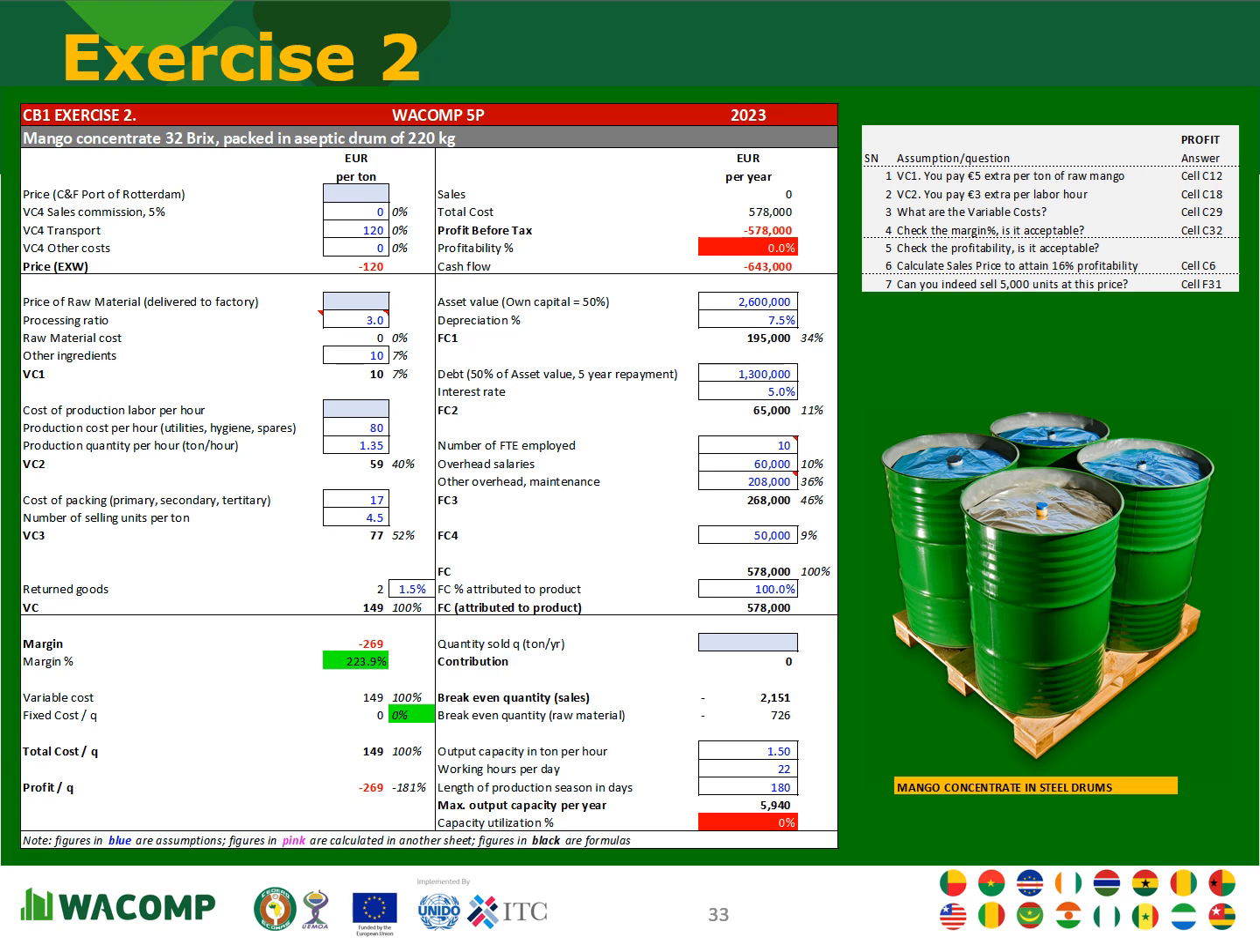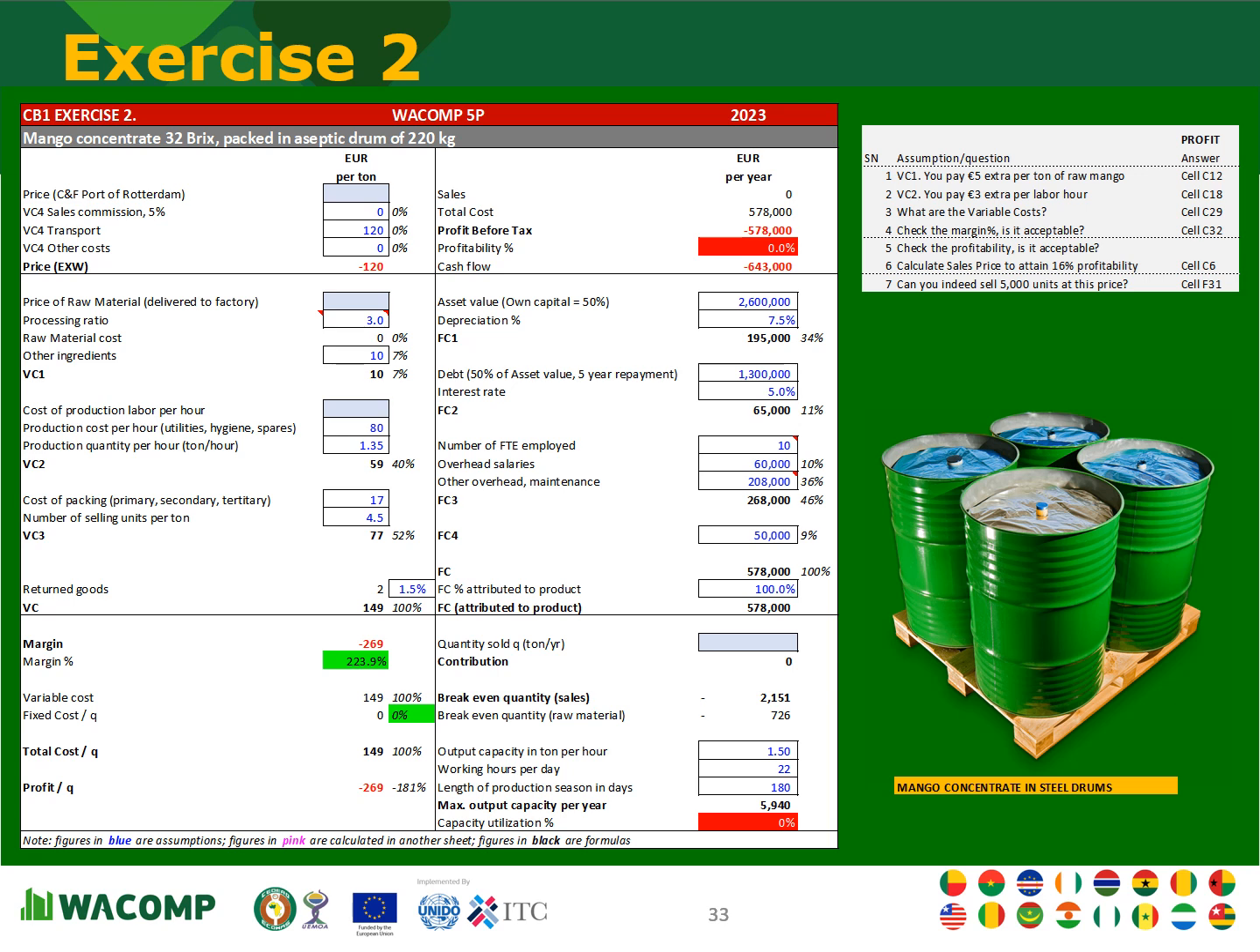Exercise 2. This is what you see when you open the sheet CB1 Exercise 2. Please read the 7 assumptions and questions on the right-hand side of the sheet above the drums. Fill the assumptions in the correct blue cells of CB1 and answer the questions. What is your answer to Q6? Calculate the sales price to attain 16% profitability. Of course, you use Goal Seek.